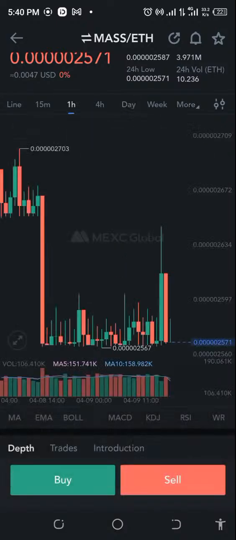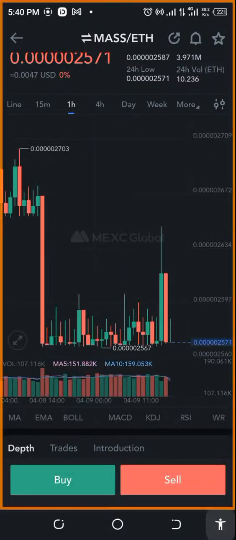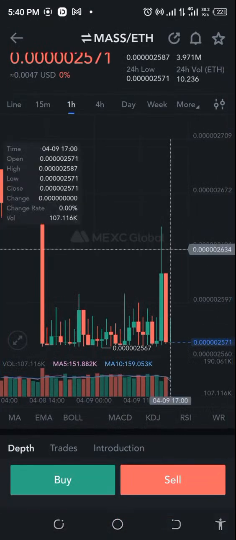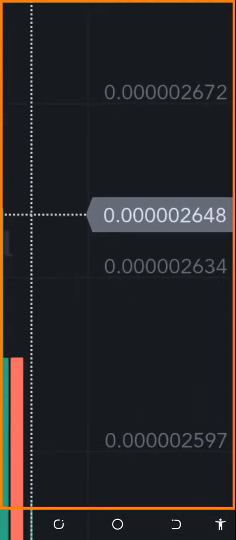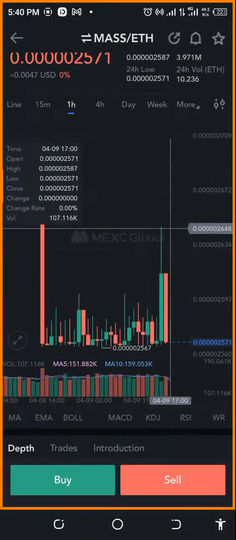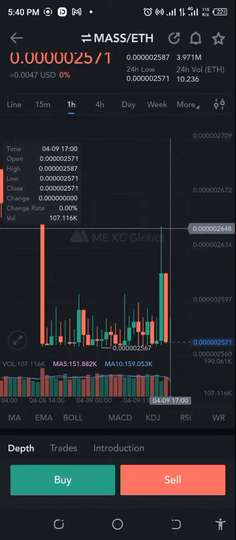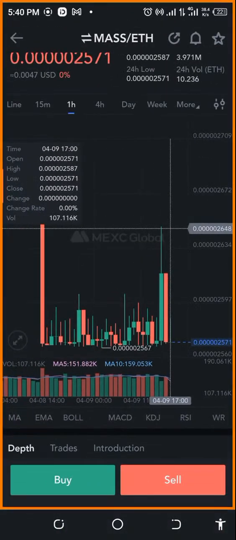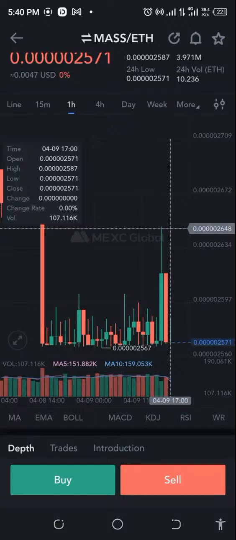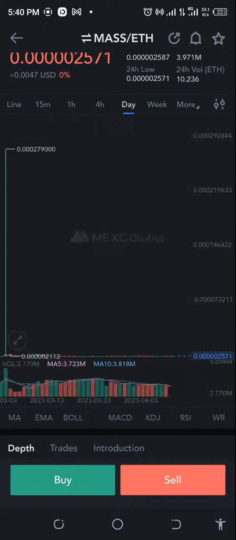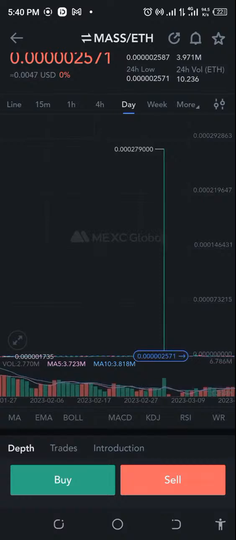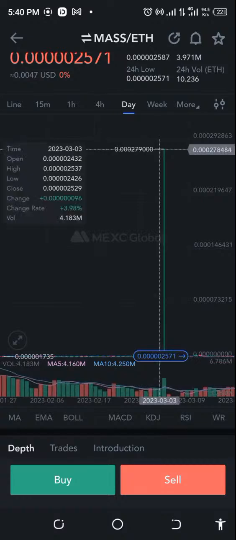Okay, this is a 1 hour. Sorry. So you can see that it went high, right? So this point here, and so it was quite difficult to buy. This is like 2648. It went high, and now we're back at 2571. Okay, so for the past, let's go to 1 day and see what I'm talking about. A day. You can see how high it went. Yeah, as you can see here, that's really high.